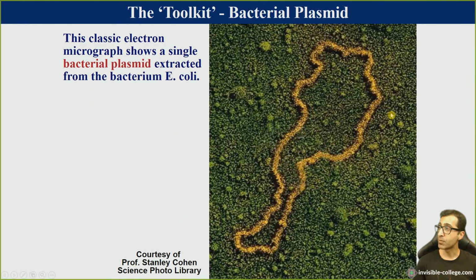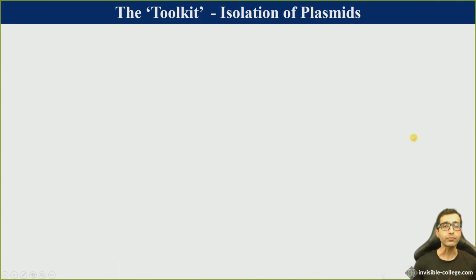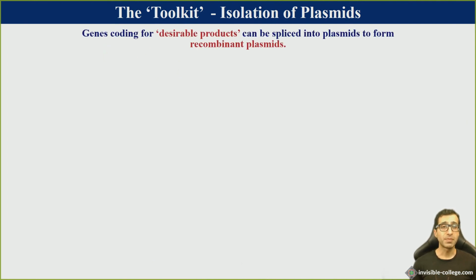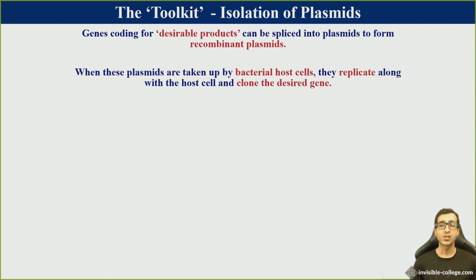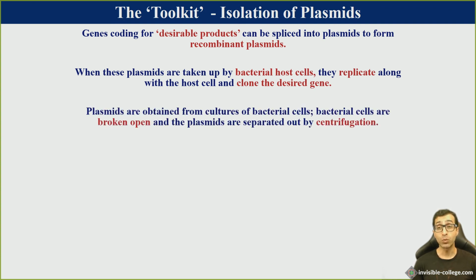So this electron micrograph shows a single bacterial plasmid extracted from E. coli. So genes coding for desirable products can be spliced into plasmids to form recombinant plasmids. So when these plasmids are taken up by bacterial host cells, they will replicate along with the host cell and then will therefore clone that desired gene.